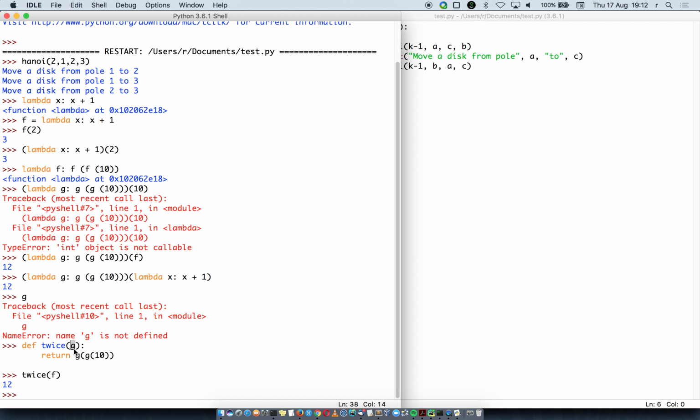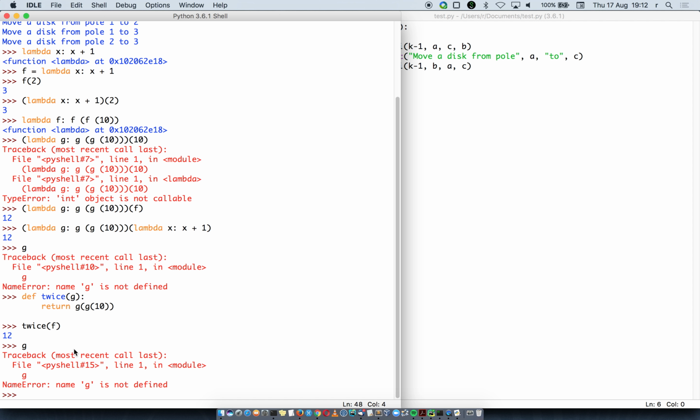So if this doesn't give a definition to g, G is not defined, then neither should this, because these two are exactly the same thing. These two, this part, not the entire expression, and the definition of twice, they're exactly the same thing. But in the second case, I was forced to give a name to the function, because this is what def does, it forces me to give a name. The lambda expression doesn't force me to give a name to the function, but it still works as an object. So if I want to give a name to it, I can use this and give it a name.